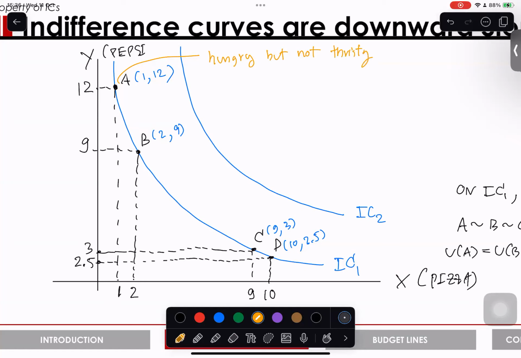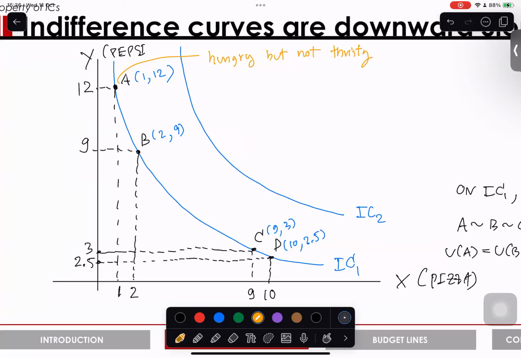Hungry but not thirsty. He is not thirsty. He has a lot of Pepsi. He's okay if he's thirsty. He just opens the refrigerator and drinks. But now he wants to have more. Right now he is hungry but not thirsty.